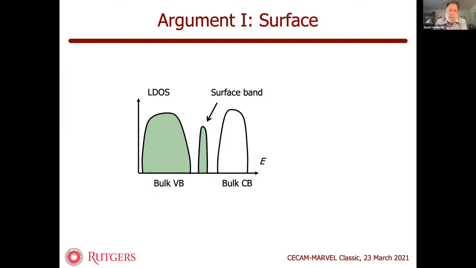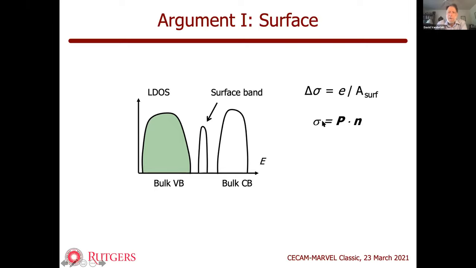So for example, suppose I have some crystal, and here I'm sketching the density of states or local density of states versus energy. And here's the bulk valence band, and here's the bulk conduction band. And in this particular crystal, it's something like a silicon surface with a dangling bond surface band that's in the middle of the gap. And on Monday, I can prepare this surface so that this surface band is fully occupied. And on Tuesday, I can prepare it so that it's completely empty. And the difference in the surface charge density between those two configurations, of course, is just one electron charge, or two with spin, per surface unit cell area.